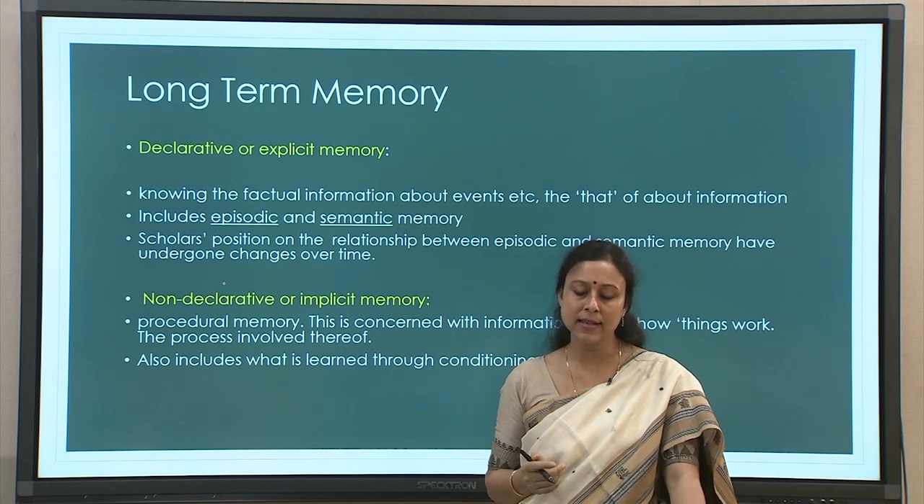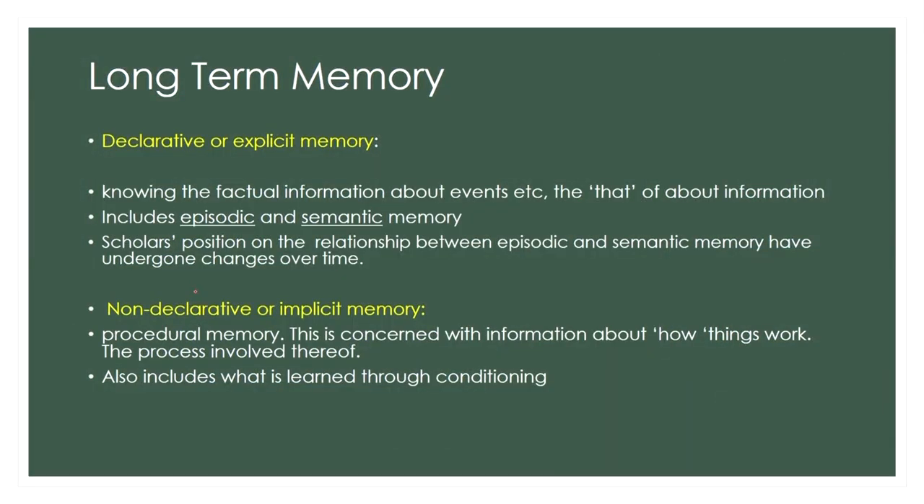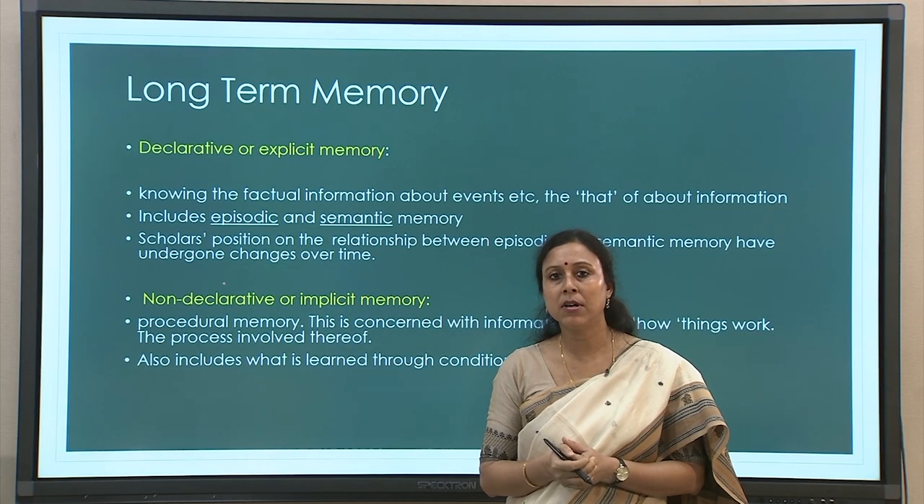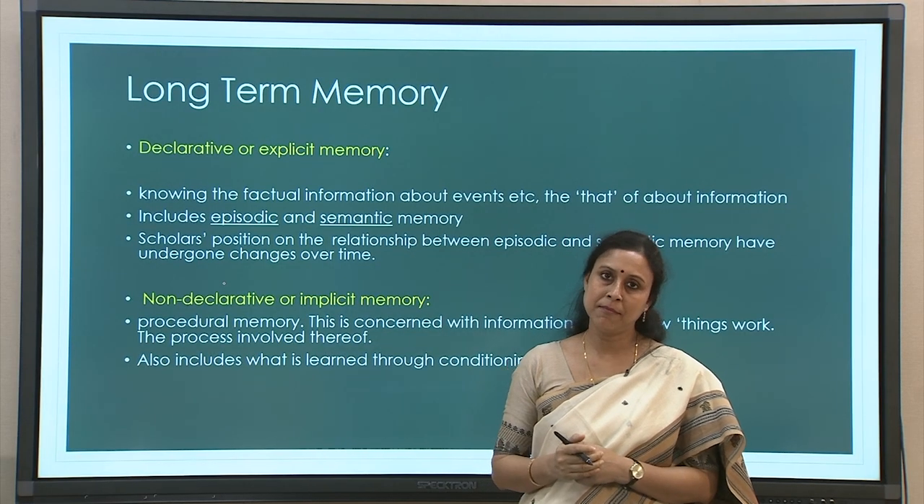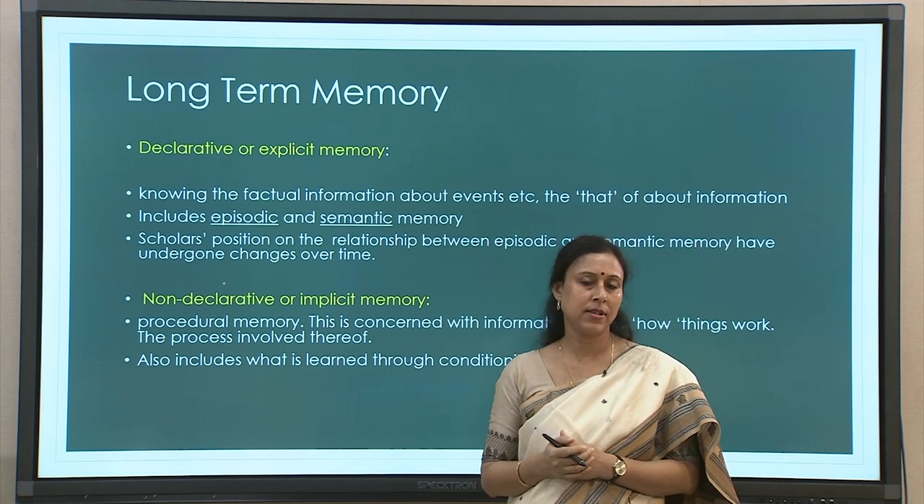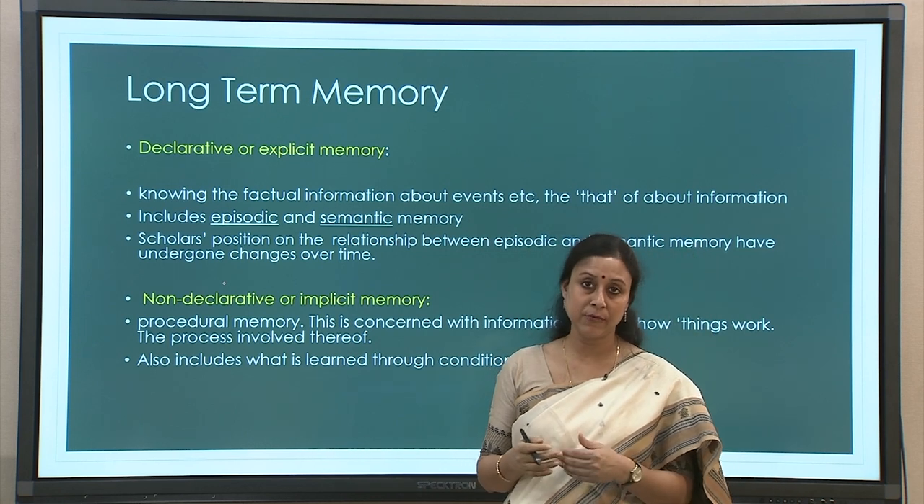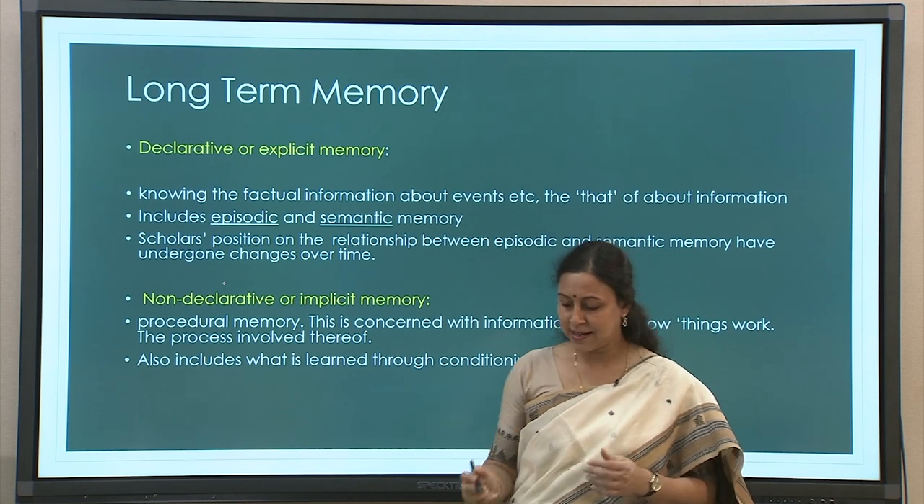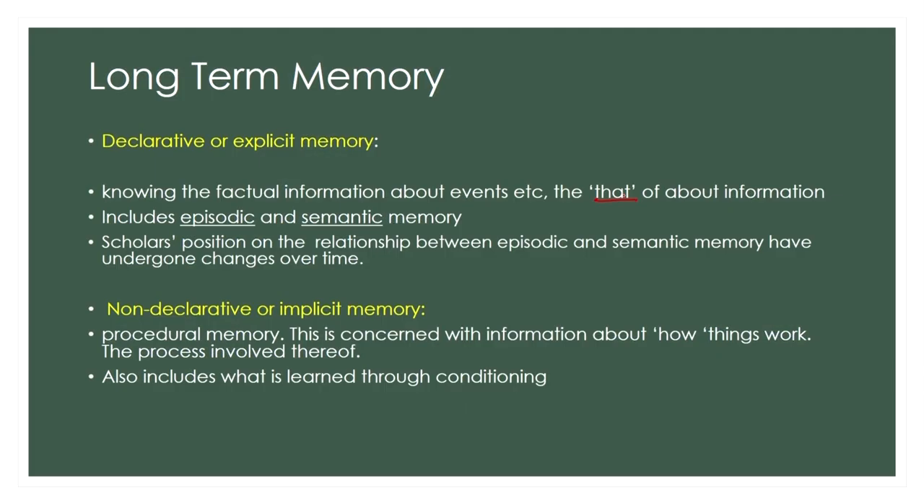So long-term memory has, as we have already seen, declarative, which is also called explicit memory, and there is non-declarative or implicit memory. Now, declarative memory, this storage is basically about the information about any event or anything for that matter, any kind of thing, including language. So that, as many books have called it, is that part of the information.